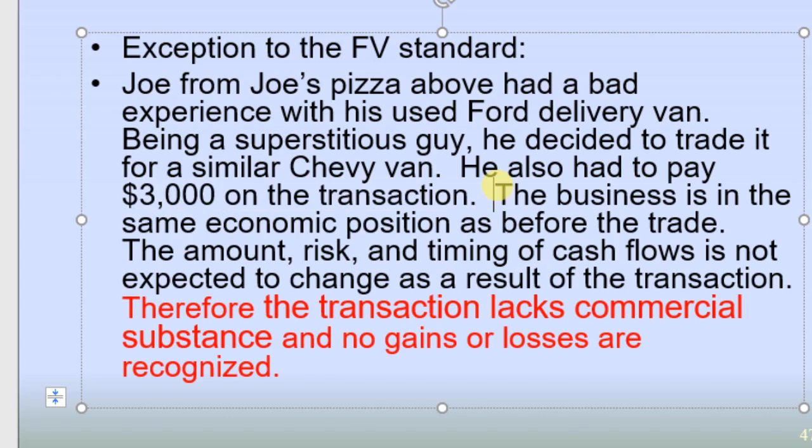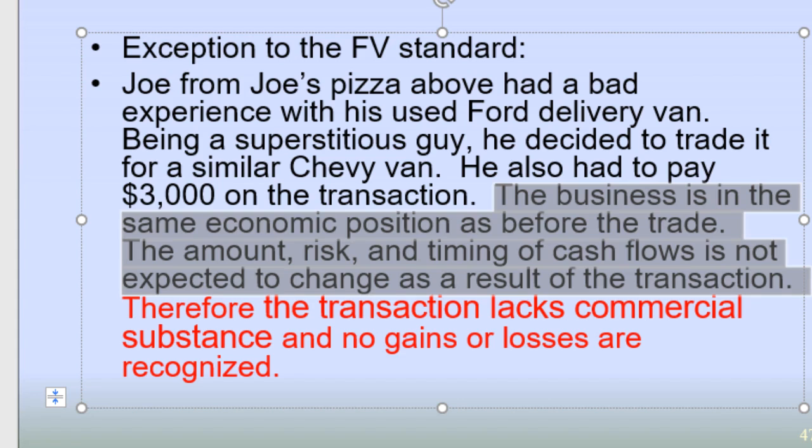Now, let's have a look at this. This is key. He is in the same economic position as before the trade. All he's doing is delivering with his used delivery van. The amount, the risk, and the timing of cash flows is not going to change. And it's the same asset. It's a van for a van. So therefore, there is no commercial substance in this transaction. Therefore, it is the exception to the fair value standard, and we will not recognize a gain or a loss. All we're going to do is move that book value plus the cash we pay into the new van.